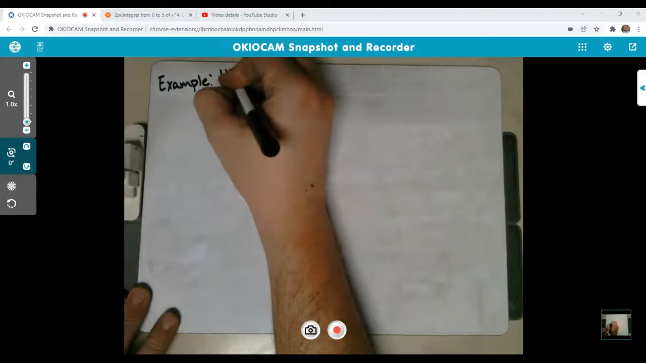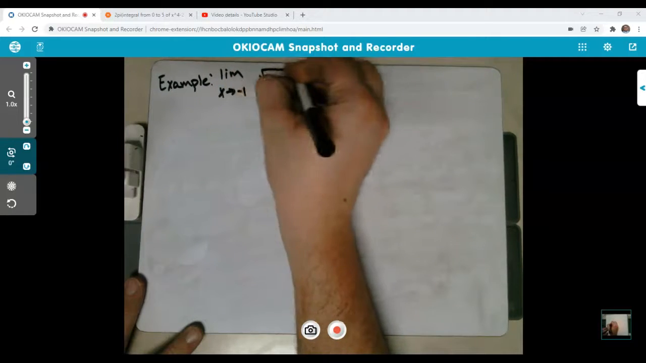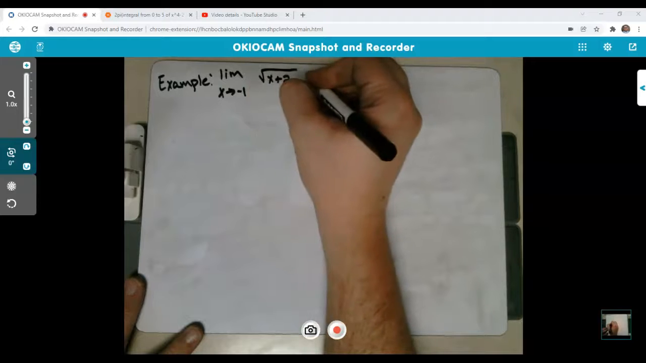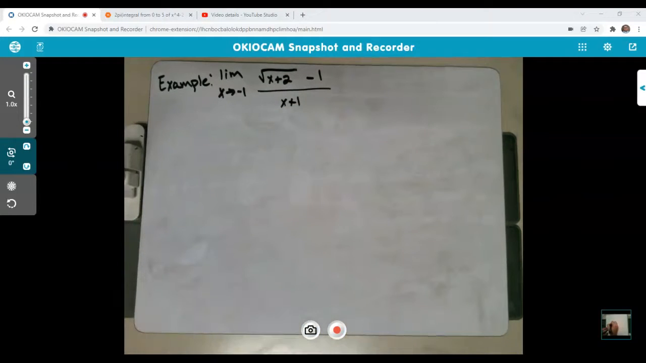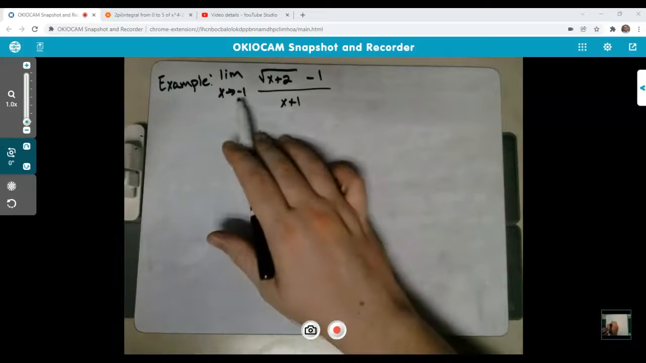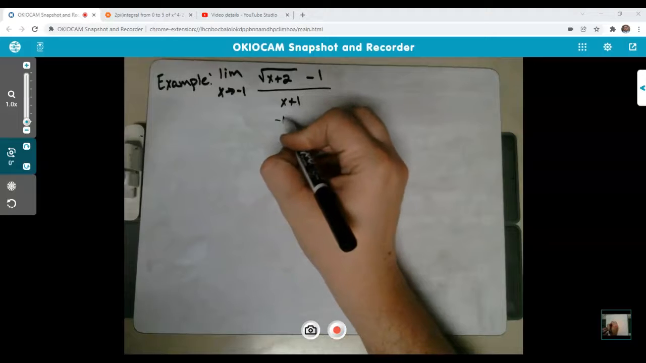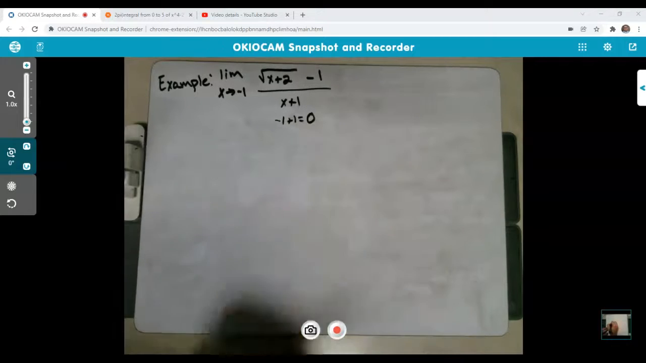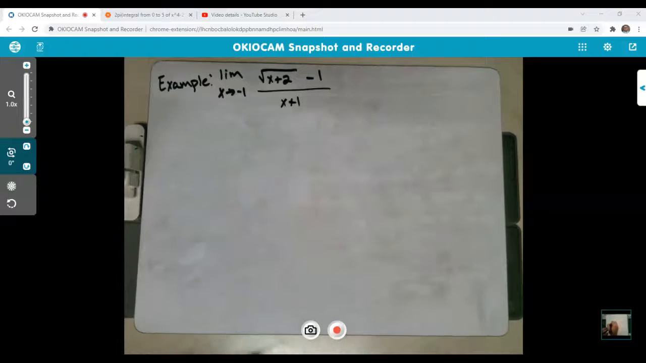Let's do the limit as x approaches negative 1 of the square root of x plus 2, minus 1, over x plus 1. All right, so again, just like on the last ones, if I tried to plug this in, then in the denominator I would have negative 1 plus 1, which is no good, right? I can't have that. So I've got to try to rewrite this some way, okay?